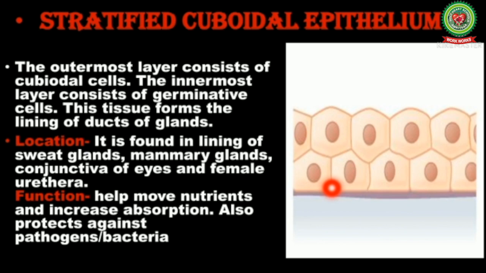Stratified cuboidal epithelium. Here, the outermost layer consists of cuboidal cells. The innermost layer consists of germinative cells. This tissue forms the lining of ducts of glands, the conjunctiva of the eye, the lining of sweat glands, female urethra, and some parts of the anal canal. If we talk about its function, it helps in movement of nutrients and increases absorption. It also protects against pathogens or bacteria.